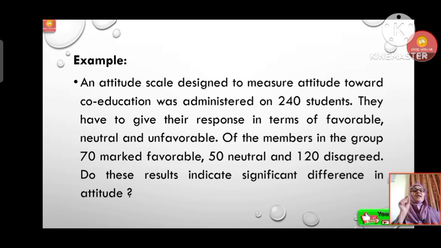The use of the above formula can be illustrated by the following example here. An attitude scale designed to measure attitude toward co-education was administered on 240 students. Now listen carefully, a very important example here, you will understand very easily if you listen carefully. They have to give their response in terms of favorable, neutral, unfavorable. Of the members in the group, 70 marked favorable, 50 neutral and 120 disagreed. Now, do these results indicate significant difference in attitude?